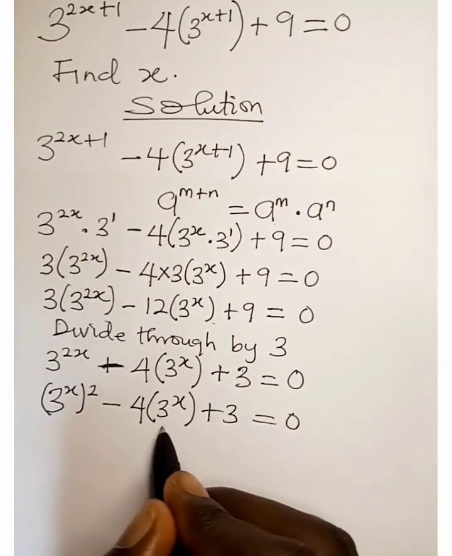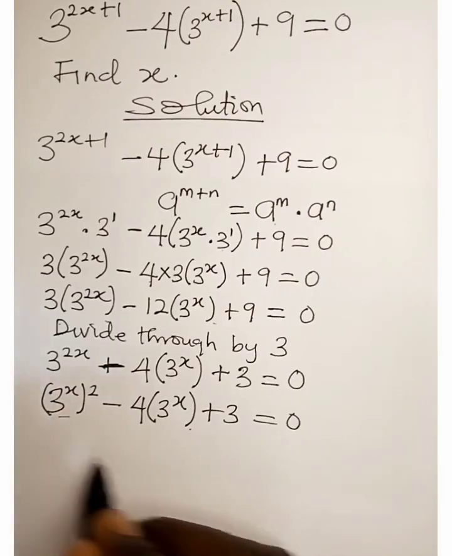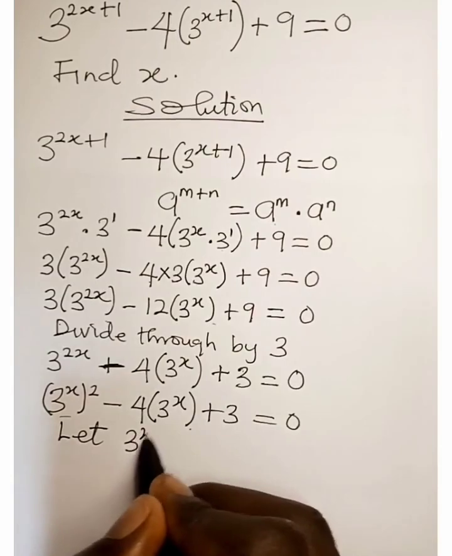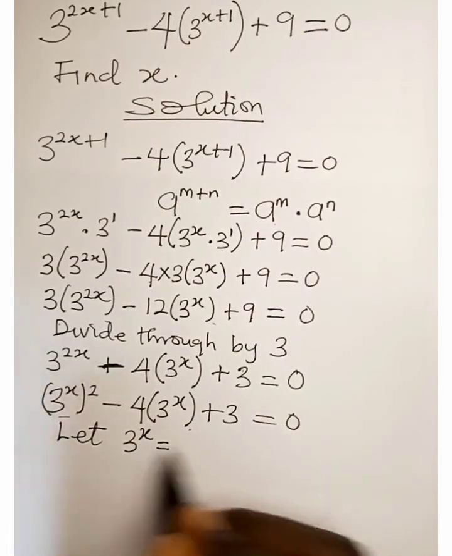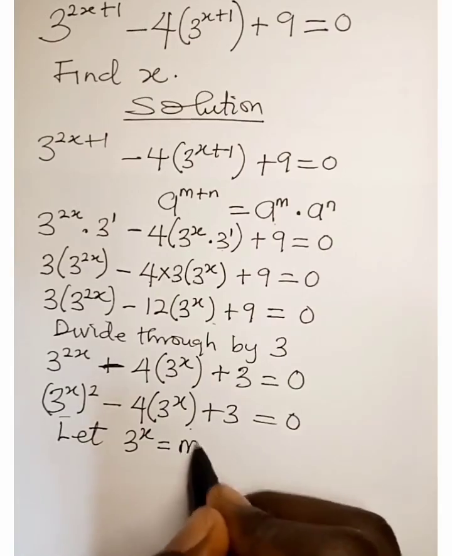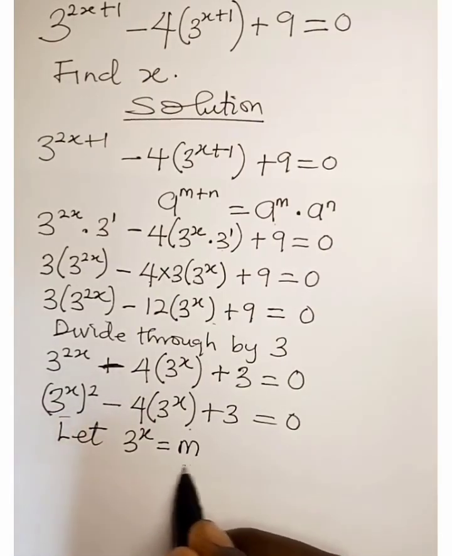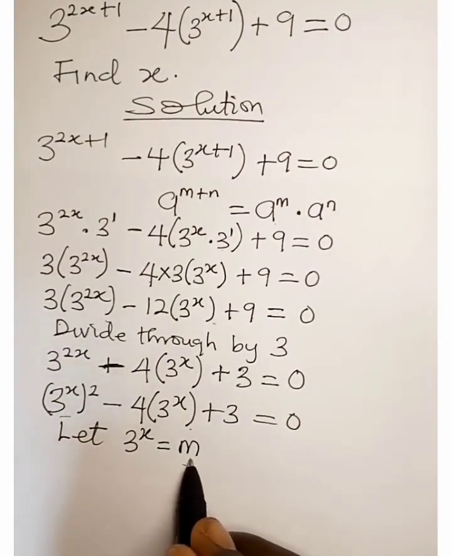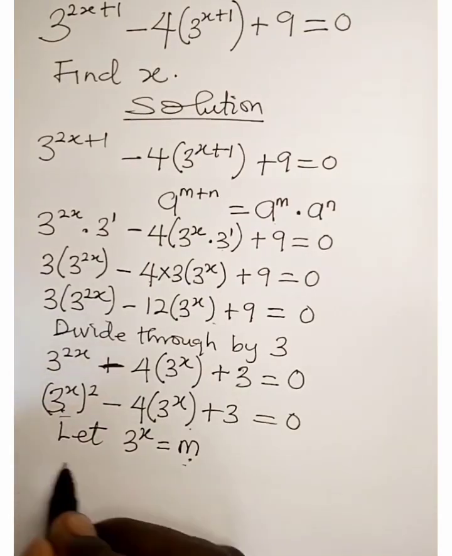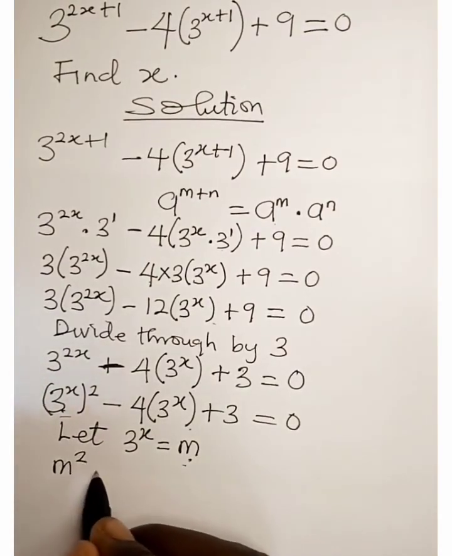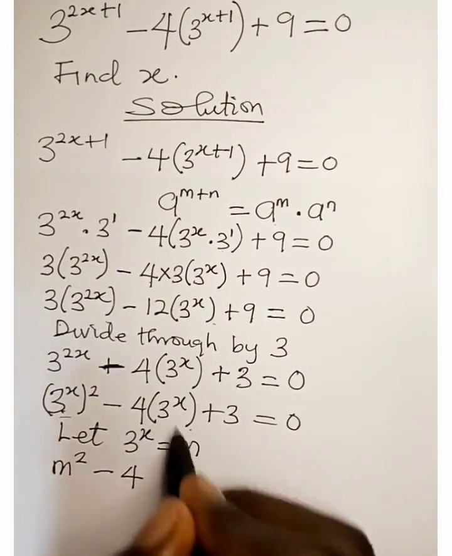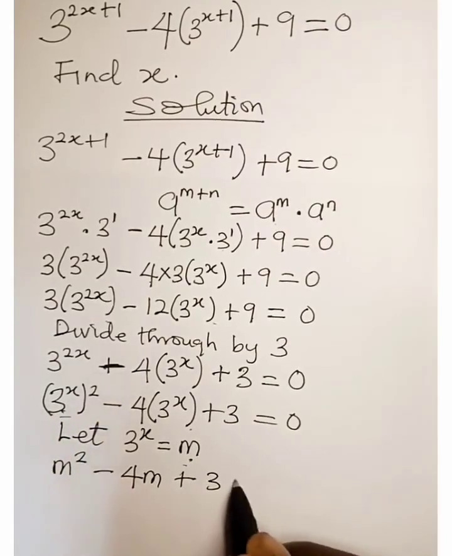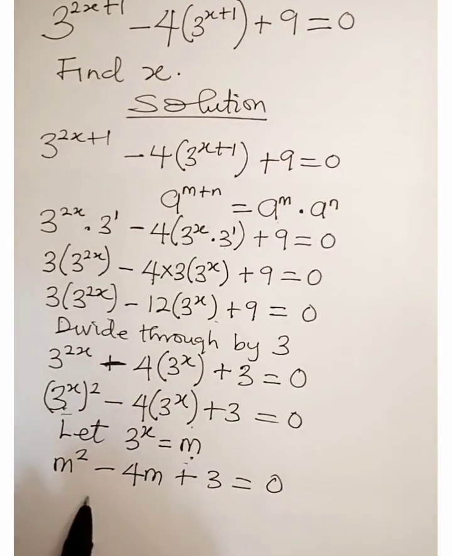Then since this and this are the same thing, we can let 3 raised to power x be any letter. So let's say let it be m. It means that anywhere I see 3 raised to power x, I'm going to substitute m. So now here I will substitute m raised to power 2 minus 4. Instead of writing 3 raised to power x, I'll write m, plus 3 equal to 0.